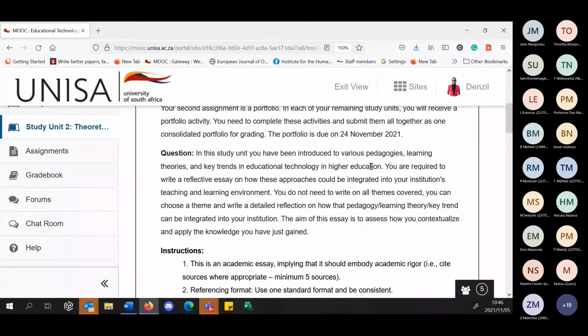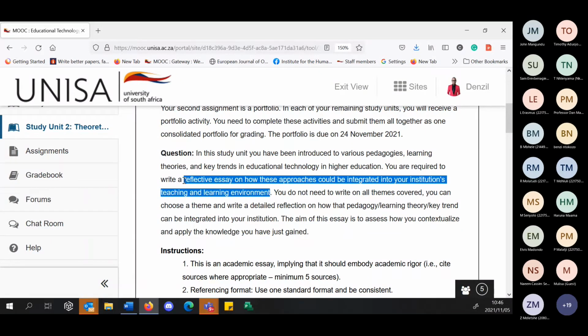Now, remember, I told you throughout that all the learning activities were forcing you to reflect on how these pedagogies and technologies apply to your own institution. So what I want you to do as part of the reflective essay is reflect on how these approaches could be integrated in your institution's teaching and learning environment. Reflect back on your own institution. You do not need to write on all the themes covered. For example, you don't need to cover gamification, pedagogy and learning theories. I think that's a bit too much to cover in one essay of just 1,500 words or so.